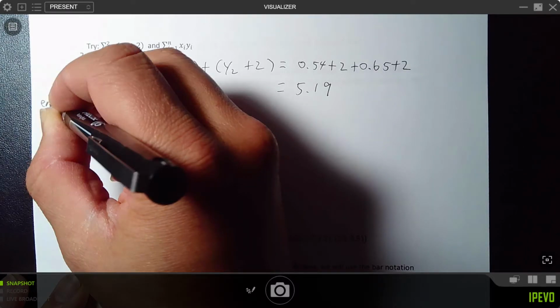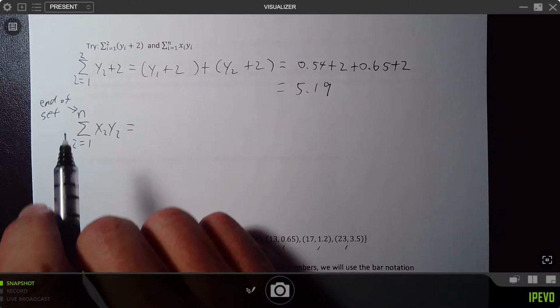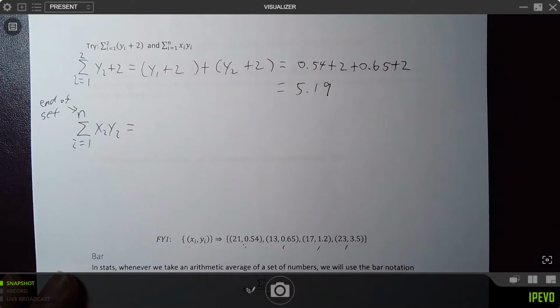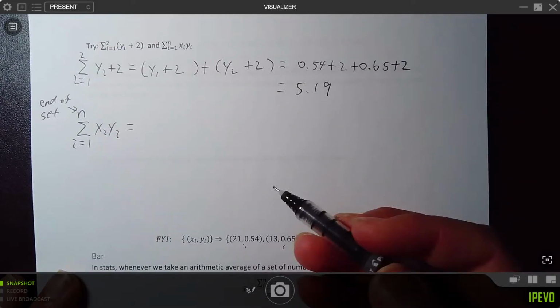So in our case, our data set has 4 elements, 1, 2, 3, 4. Then we will simply stop at 4. Basically, the whole data set. That's what n is. When I do the i equals 1 to n, that'll give us the whole data set. Okay? So now xi times yi, that's basically telling us to take the 2 variables for each observation and then multiply them together. And then we add them all up.